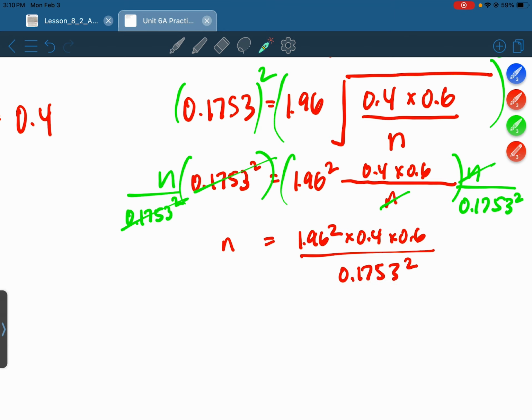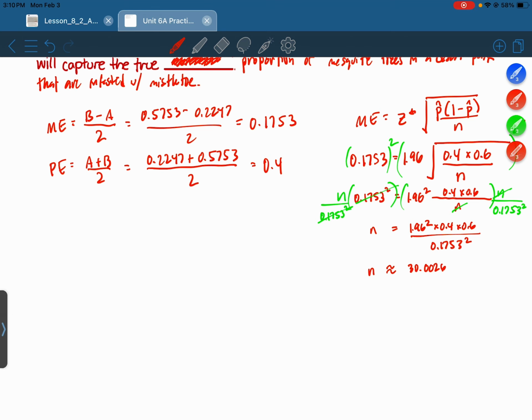And now I'm going to put all of this in my TI-84. Okay, and I get 30.0026 with some other digits, which means that I'm going to round this up, and I'll say the sample size was probably 31.